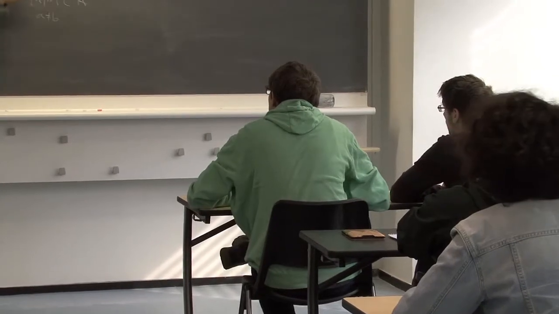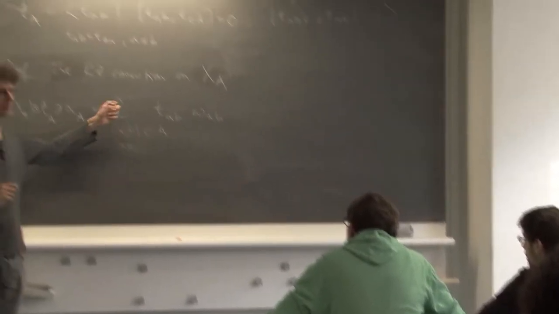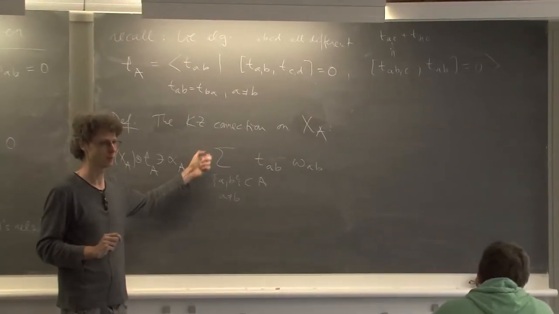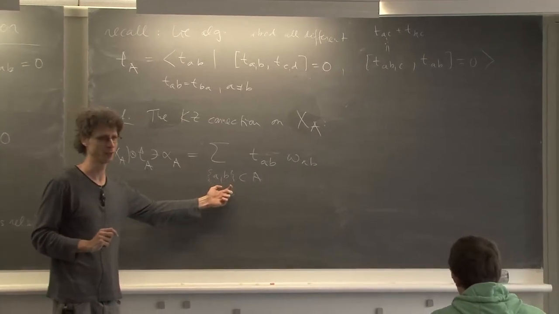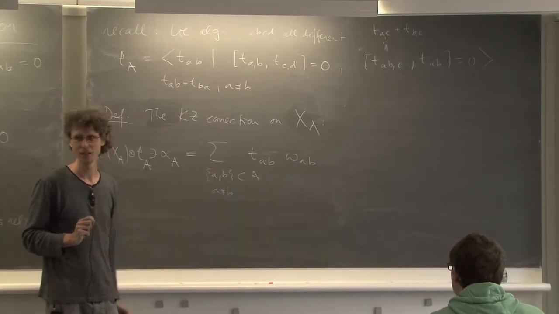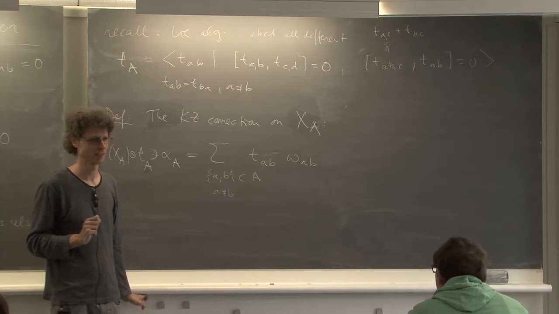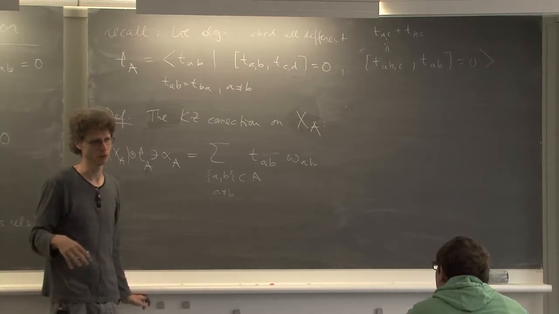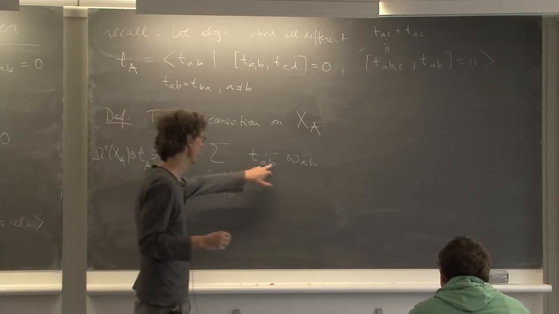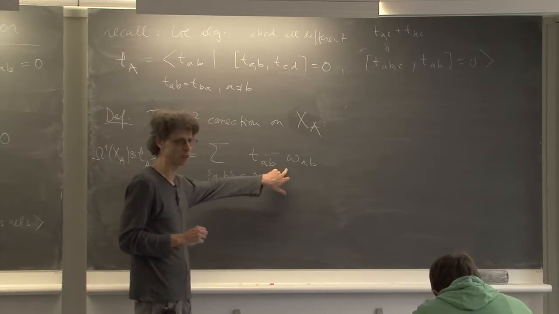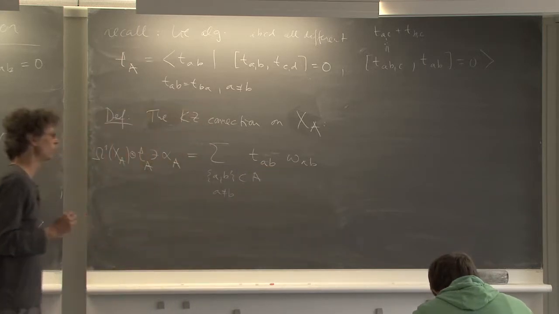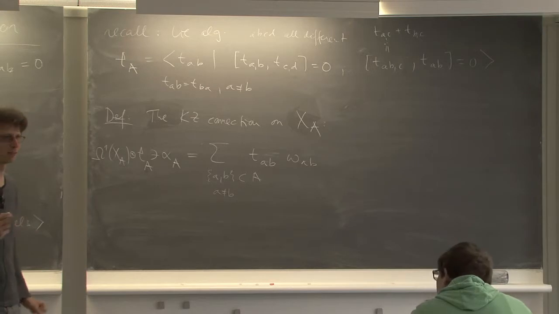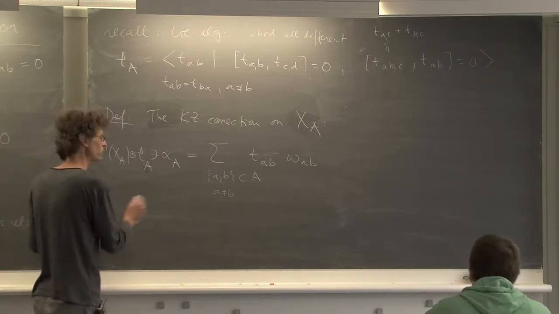So that's why. Either with a sum over ordered pairs, then there is 1/2, or with a sum over unordered pairs, and then there is no 1/2. In the end, it doesn't matter, but it would appear in some coefficient. So that's it. That's this connection. And why is it interesting? Because it's flat.